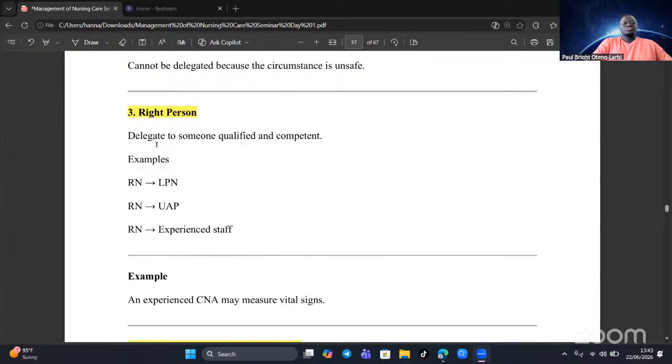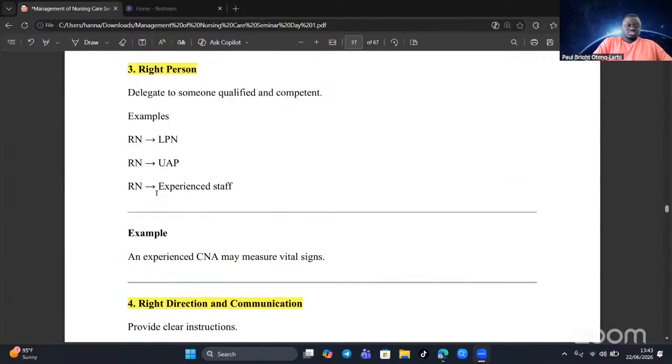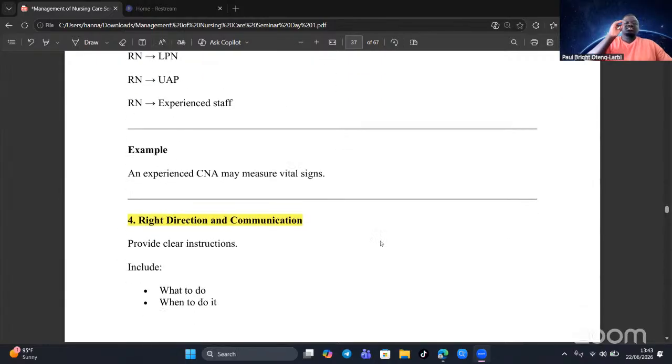That's the issue. So delegate to someone qualified, but you can ask the manager. That's why you need to communicate with your manager. So the next one is what? Is it the right direction and communication? Okay. So provide clear instructions, please. Right communication. Don't say this is me, this is my mama.